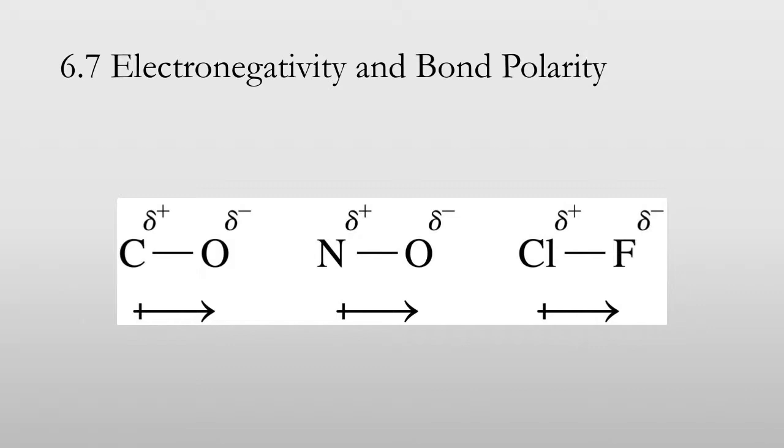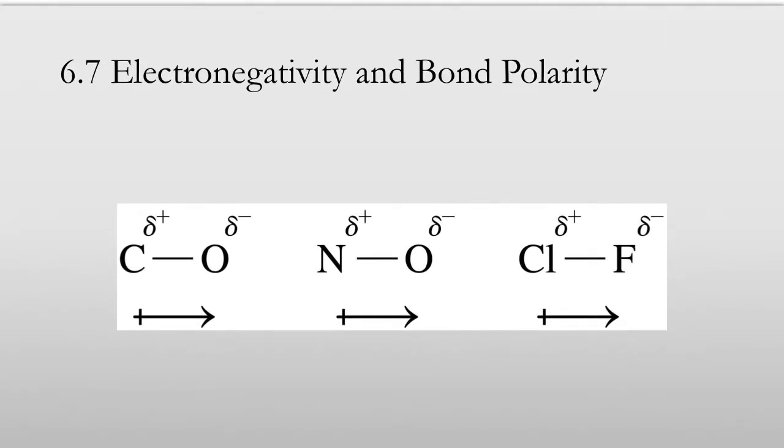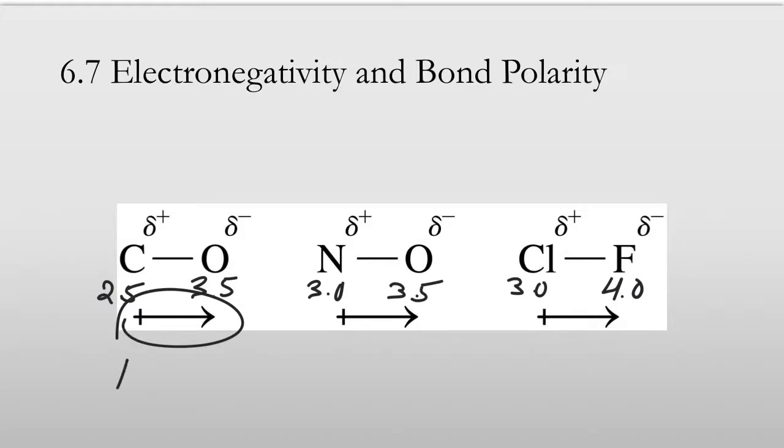All right, so you can use electronegativity values to determine where the polar end of a molecule will be, the partial negative and the partial positive. The electronegativity value of oxygen is 3.5. For carbon, it is 2.5. Nitrogen is 3.0. Oxygen is 3.5. Chlorine is 3.0, fluorine is 4.0. So you can see this is what we call a dipole moment.